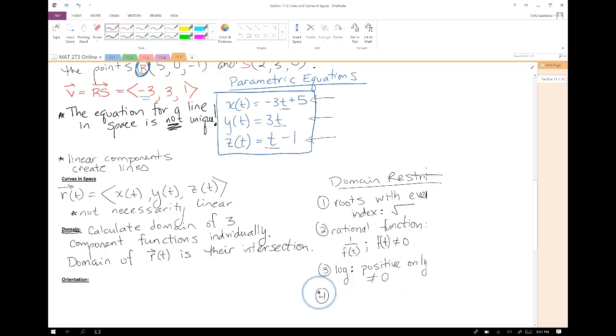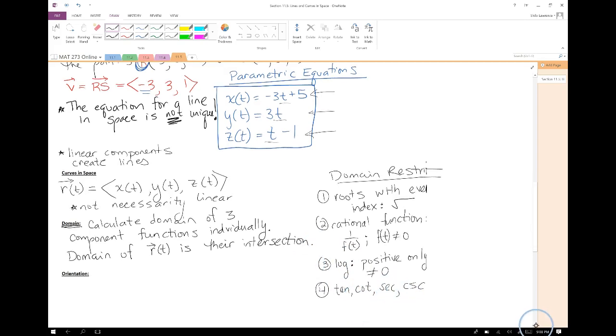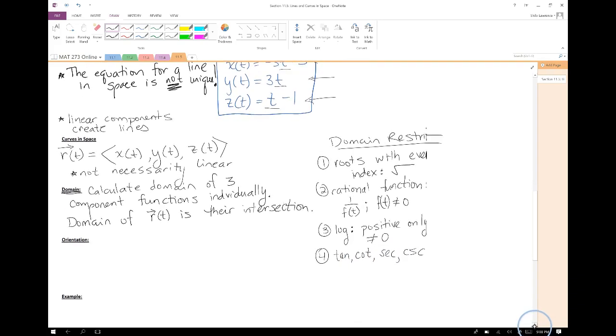And there are some trig functions as well that have asymptotes, such as tangent, cotangent, secant, and cosecant. All 4 of those trig functions have asymptotes at different places. The sine and cosine function don't have any problems. They're just that one continuous wave that goes on forever. But for those 4 trig functions, we do have to adjust our domain.